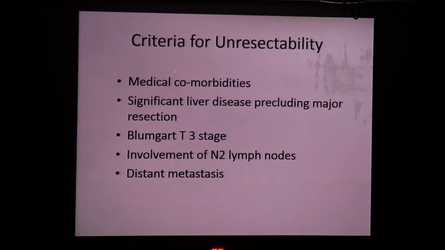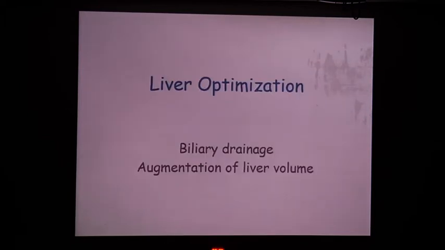So if it is significant major liver disease, medical comorbidities, T3 type, extensive nodal involvement, and distant metastasis for sure, these are criteria of unresectability. Some of these may be borderline. Once you know that, then you start optimizing.